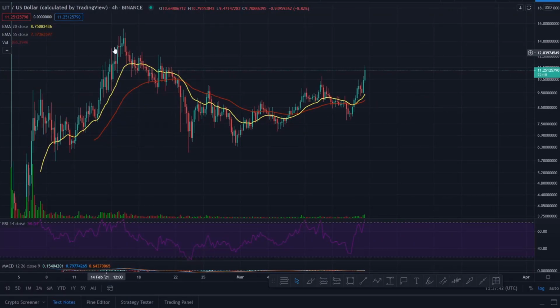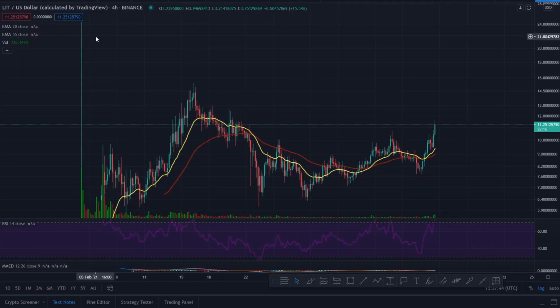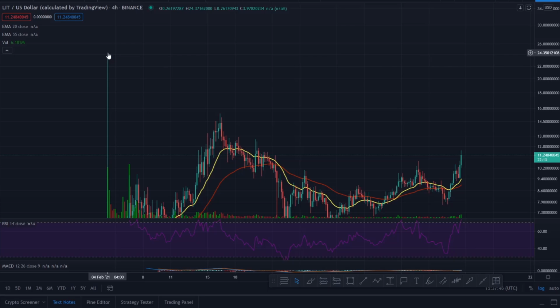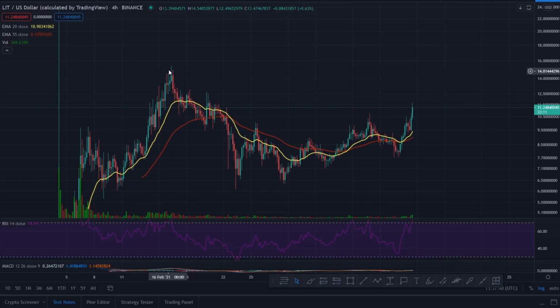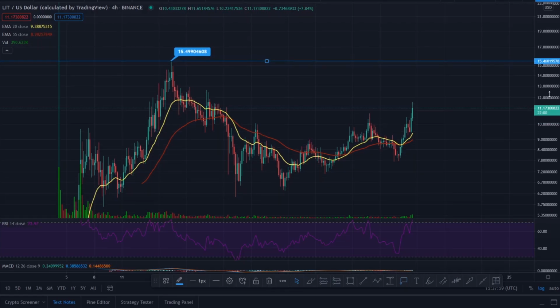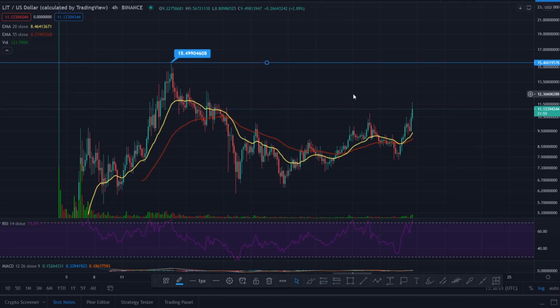Okay, so we shot right up, and we hit that plateau just there. There was an initial listing there as well, but you can ignore that. So this is our current high, okay? So we'll drop a level on there, guys, on that high. Currently, we're looking at a target of roughly $15. That's our all-time high for Lit.